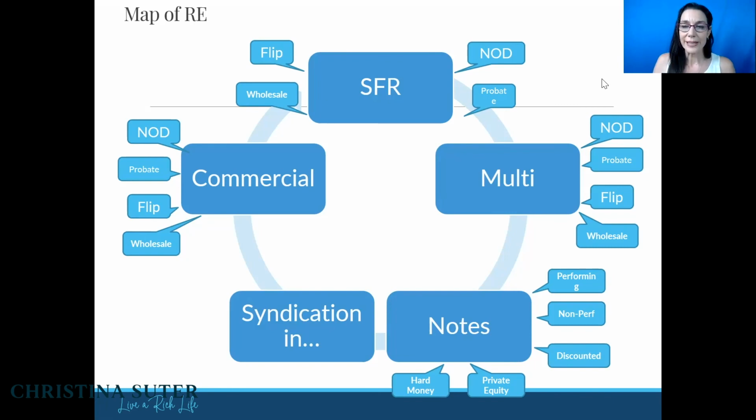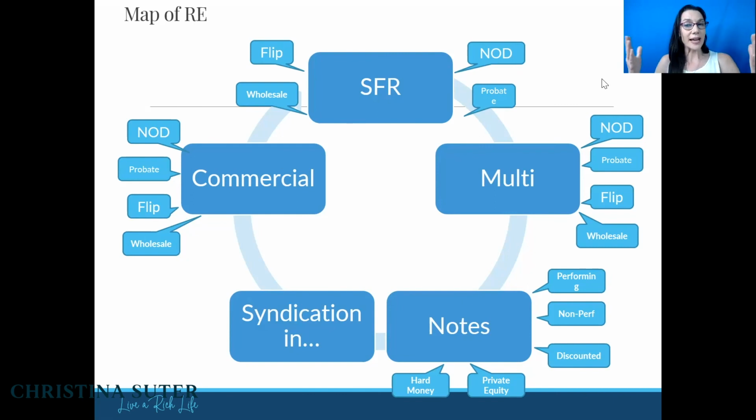Oh, one more, syndications. Syndications can be against any one of these assets. My syndicator could be doing single families. My syndicator could be doing multifamily. My syndicator could be doing elderly care. My syndicator could be doing office buildings. As a matter of fact, that syndication might have several assets in it with the same approach, or several assets in it with a different approach per asset.